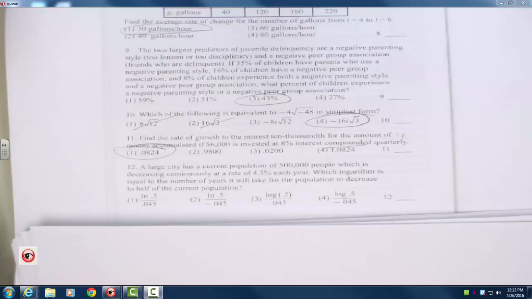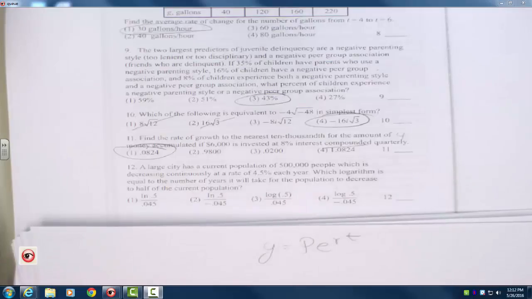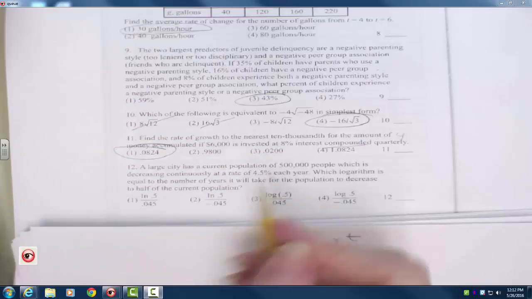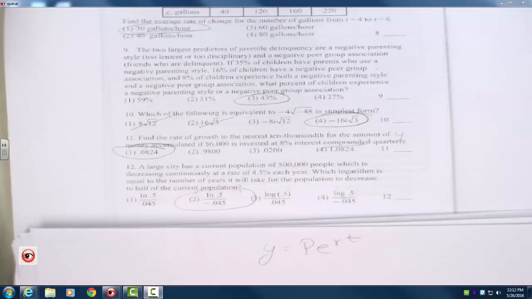a natural log, because the original function would have been y equals Pert. Okay? Your principal times e to the rate times time. So that means the inverse of that would be the natural log. So you're down to choices 1 and 2. And then because they say it's decreasing at a rate of, that is why we have the minus. So for number 12, we are going to have choice 2.